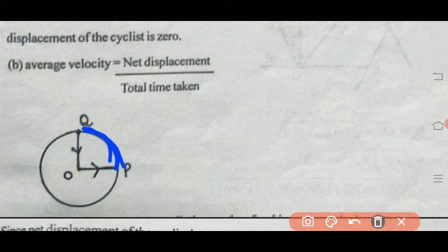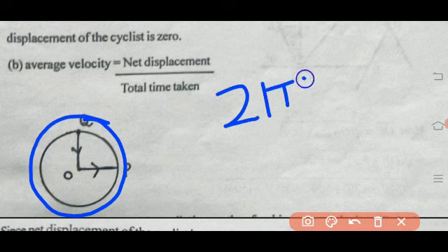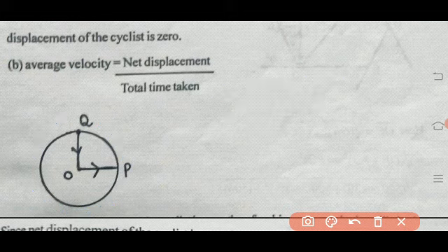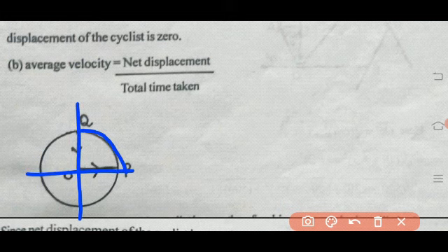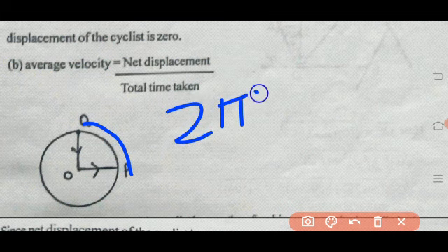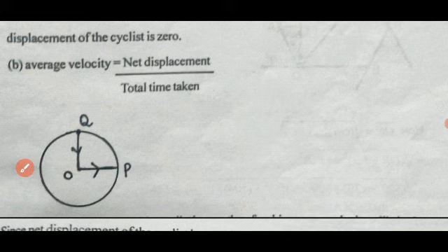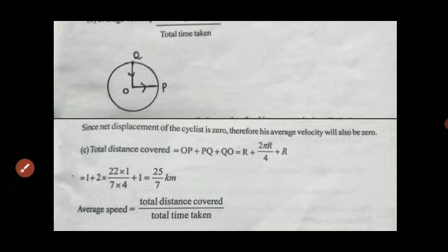P to Q. So we should know the circumference. What is the total length of the circle? Circumference, that is 2 pi r. So from P to Q, if you divide it 4 times, it is 1 by 4th of the circumference. Therefore, what is the distance P to Q? That is 2 pi r by 4. This is the distance. Now we can solve the problem very easily.